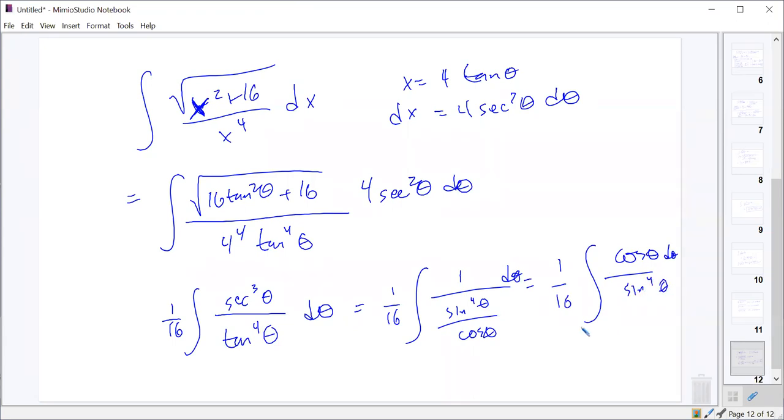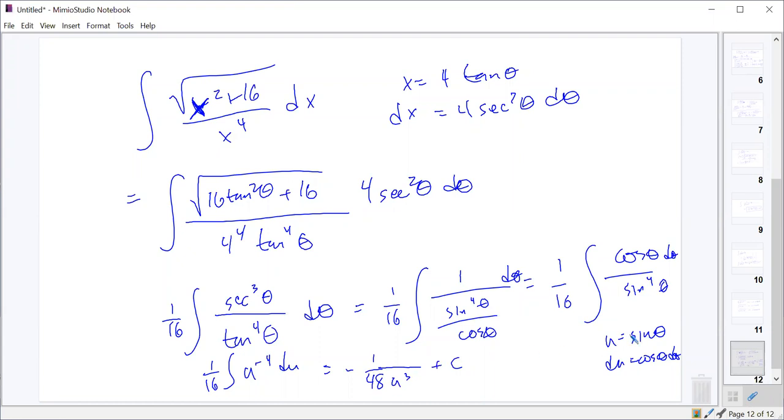And from there, this is just a simple u substitution now. We let u equal sine theta, du is cosine theta d theta. And we've got 1/16 of the integral of u to the -4 du, which should go up to u to the -3, divide by the -3, so it should be -1/48 of u to the -3, or -1/48 u cubed plus our constant. And then you just go substitute back in.